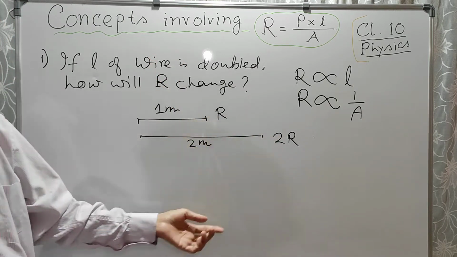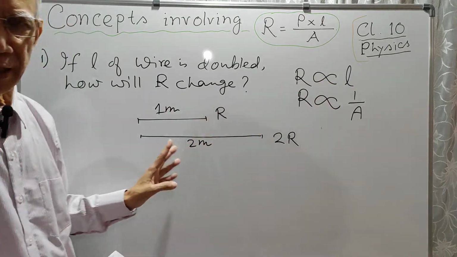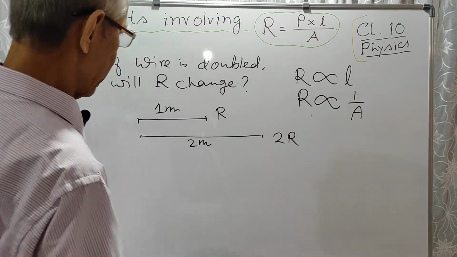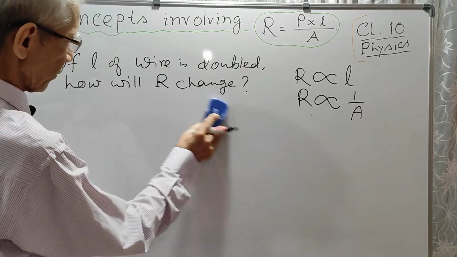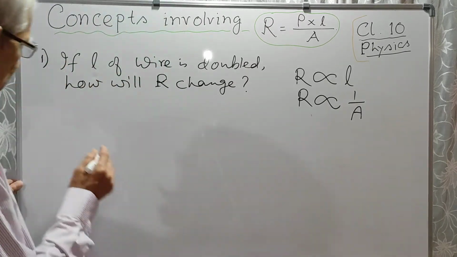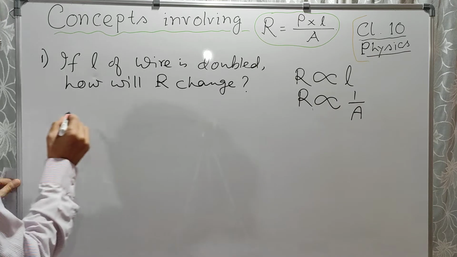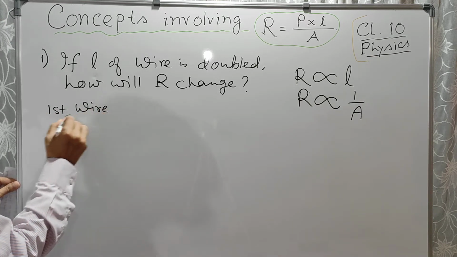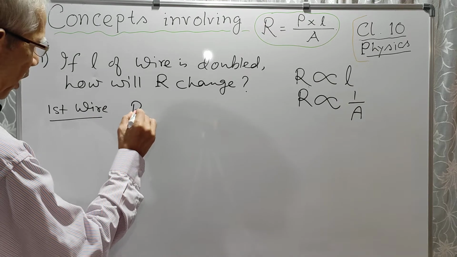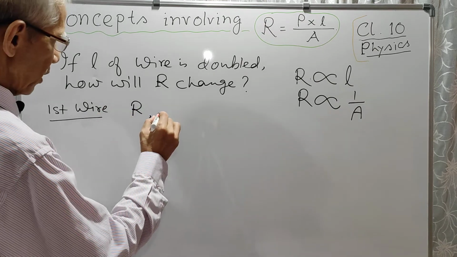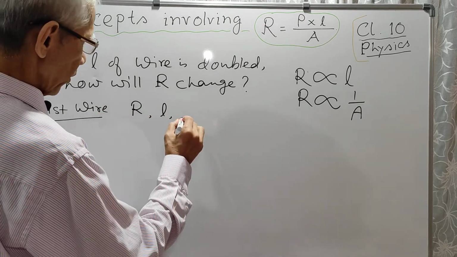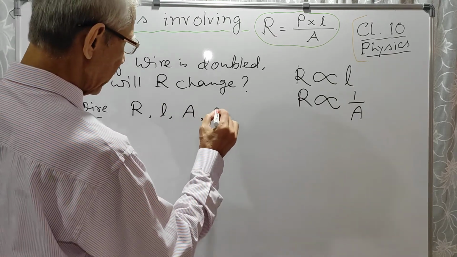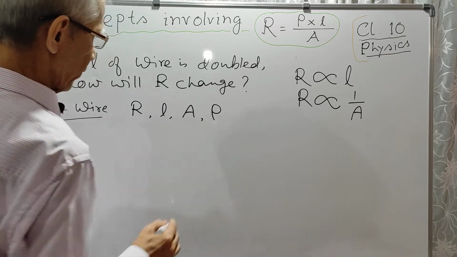Now this answer we get from this relation, but then numerically you have to prove it in the exam. All right. Now this is how we can prove it. Now say the first wire. Let us consider the first wire. Suppose resistance is R, length is L, cross sectional area is A, and then resistivity rho.